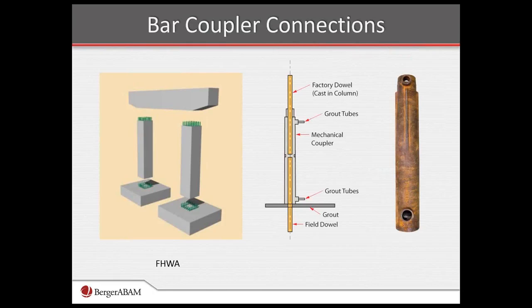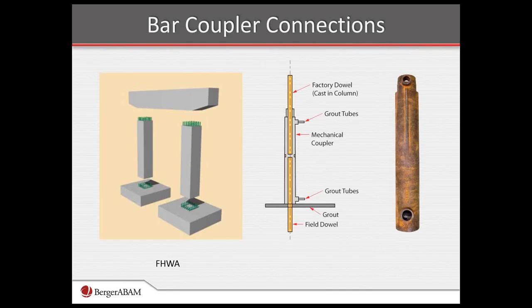First are the bar coupler connections. I think many of you have seen these. Shown on the left is a conceptual illustration of how these would be connected. This is very similar to the column and pier cap that I showed in the earlier slide in the drawing. In this particular case, you'd have a mechanical coupling device, a cast steel element that bars are inserted into, dowels as they're called in this slide, and then grout is placed inside around the bars.